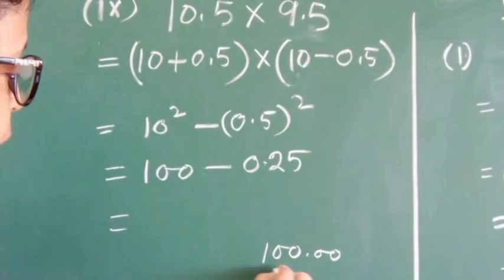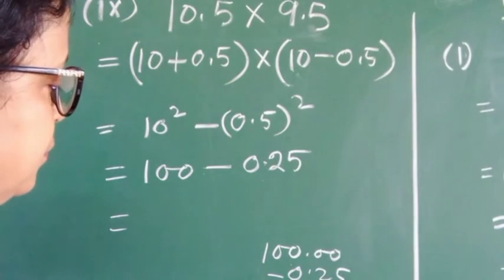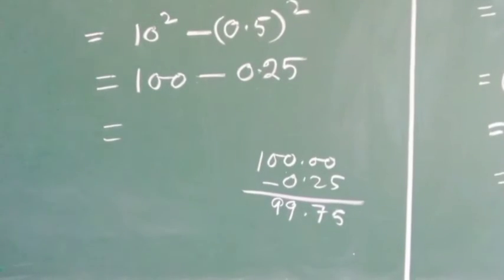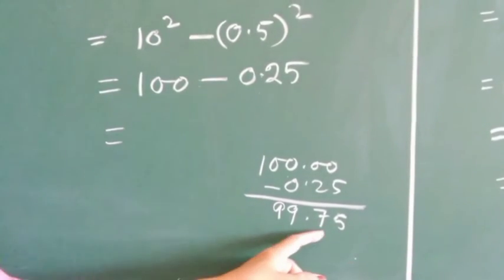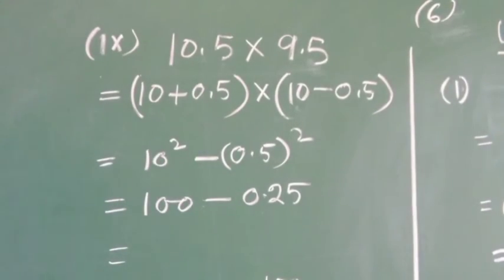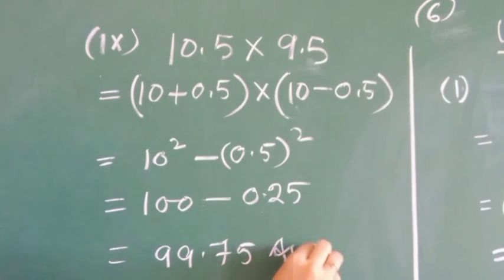100.00 minus 0.25, then 75, 1 carry, so 99, 100 minus 1 means 99. So can you see the rough work, students? 99.75. Do the subtraction and the rough work on your own, then you can write 99.75, and this is the answer of this sum.